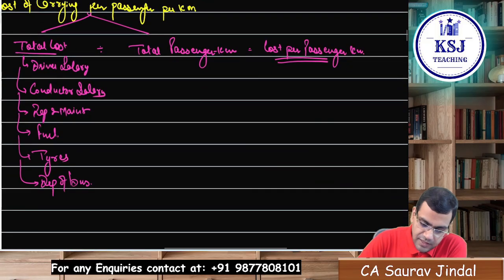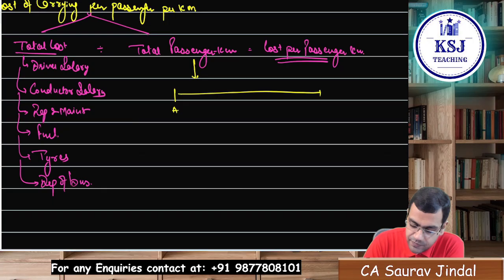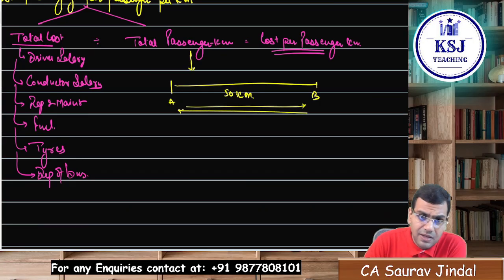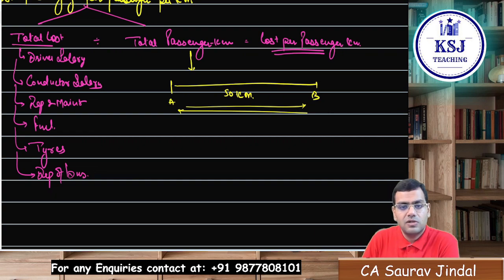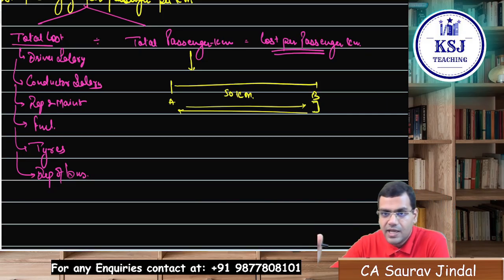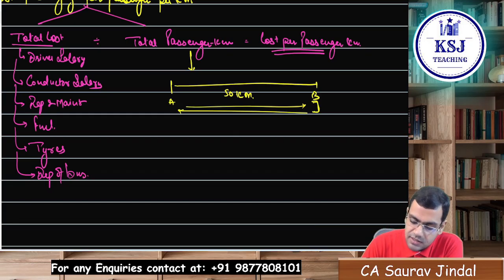Let's say you have a bus which runs between two stations A and B. The distance between them is 50 kilometers. In one day the bus goes from A to B and then comes back from B to A. When the bus travels from A to B and then returns from B to A, this is known as one round trip, or we also call it two single trips.